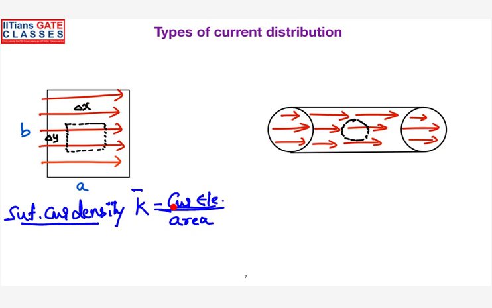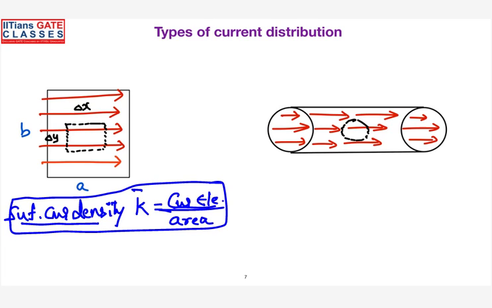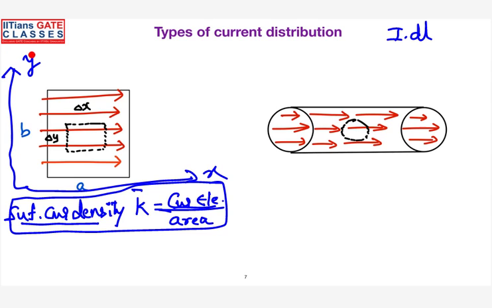What will be the current element I discussed when I was discussing Biot-Savart's law? The current element is the current flowing in a differential length. A simple example is that the current element is I into dl. So in this case, let me consider this is your x-axis and this is your y-axis. And I have considered a small part of the metal, or you can say a small part of the area.